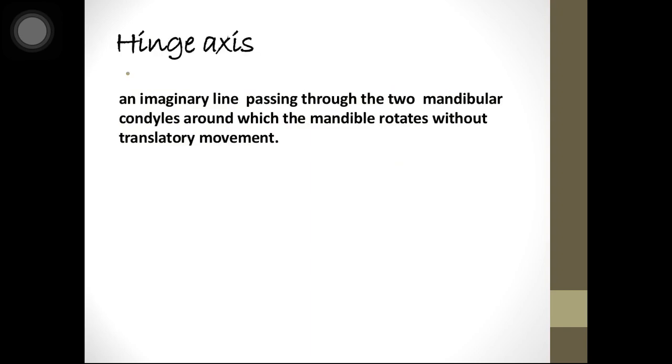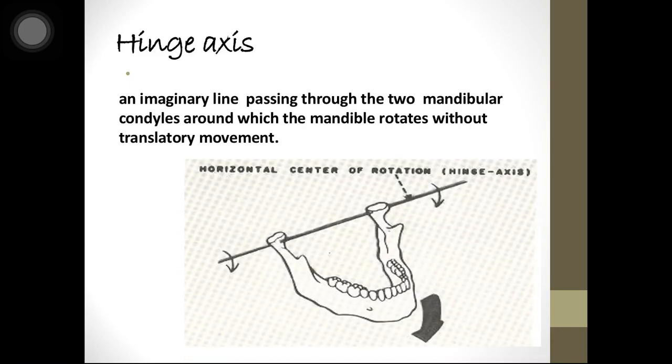Hinge axis basically is the imaginary line which passes through both of the condyles around which the mandible rotates. An imaginary line through the two mandibular condyles, and the mandible rotates without translatory movement. Here you can see that the mandible is rotating around an imaginary horizontal axis.